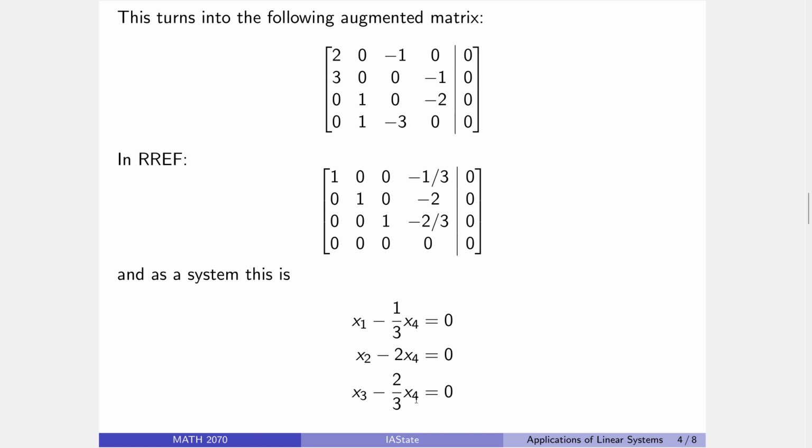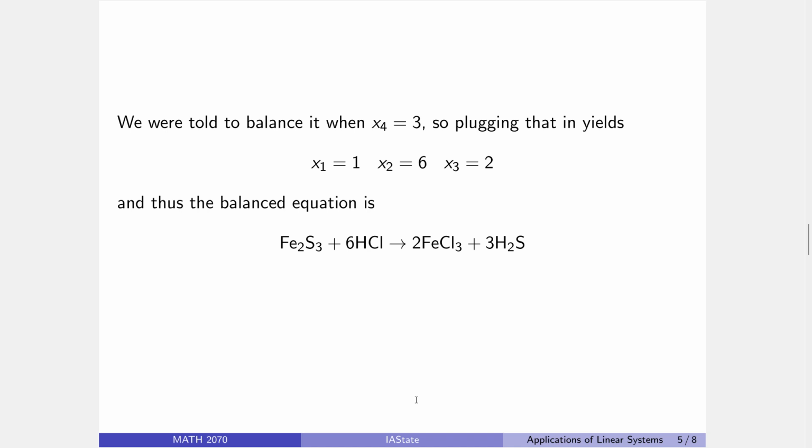But if we let our mind float back, we were given some extra information. We were told to balance it when the coefficient on 2 hydrogen sulfur was 3. So plugging in x4 equals 3 gives me then x1 is 1, x2 is 6, and x3 is 2, thus giving me the beautiful balanced equation, as you see in front of you. And like I said, if you are more of a chemistry person, you might have other ways of solving this, but here you see that we have a nice robust method using systems of linear equations.